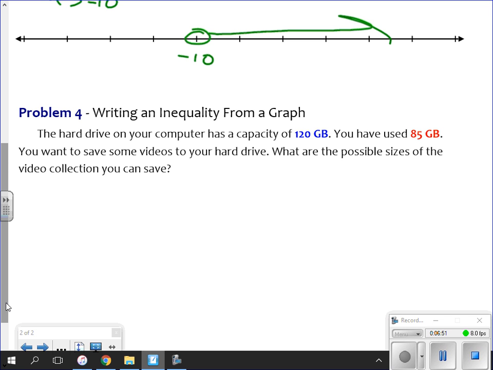Now, I understand many of you have already figured out the possible answer. However, this is an algebra class. We need to set up an algebraic inequality and solve that. It's not that hard. Okay?